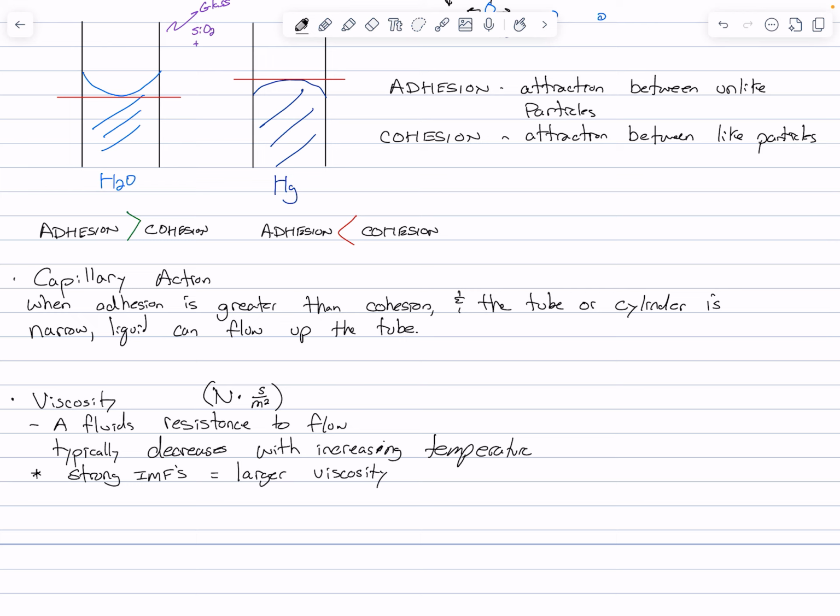Syrup's a great example of this. If you do syrup stuff, whether it's genuine maple syrup or whatever you get at the grocery store, if you make it warm, it flows way better than if it's cold. So you guys probably experienced that. So those are some of the properties of liquids. The next property we're going to talk about in the next video is vapor pressure, and we're going to spend some time on that one.